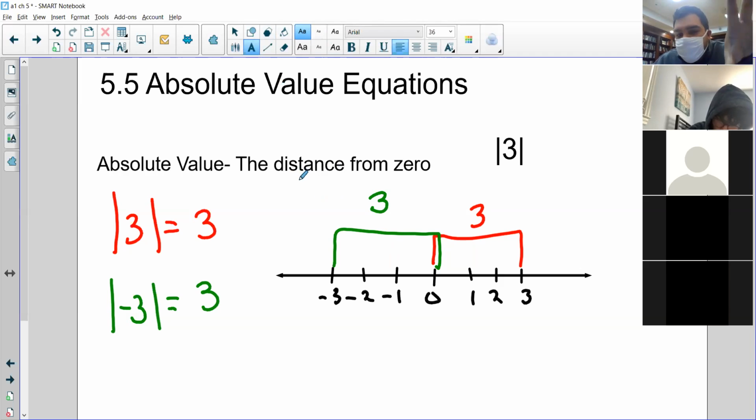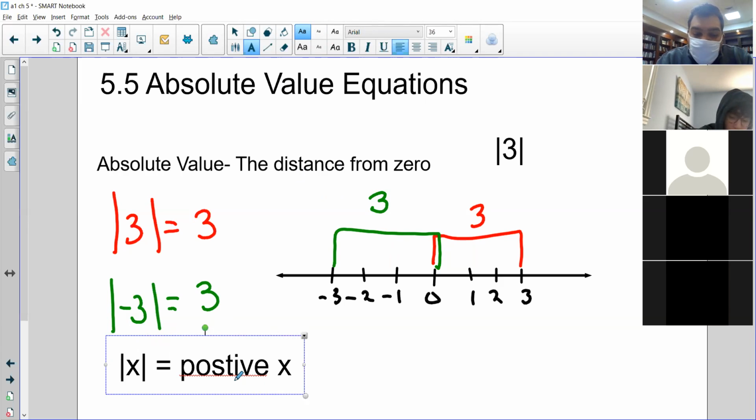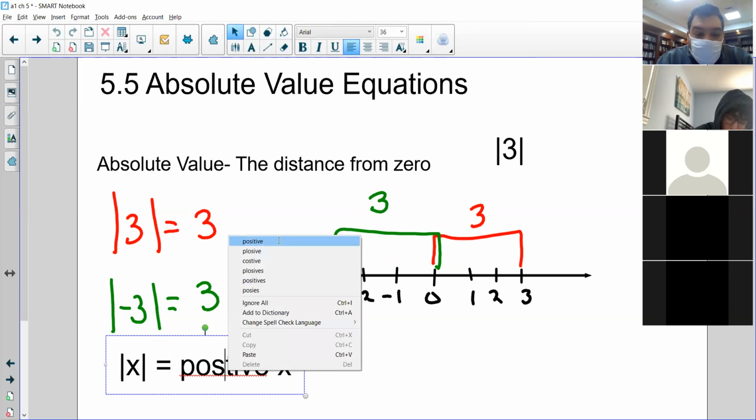So while the definition is the distance from 0, what mathematically the absolute value of x is going to be is positive x. It's always going to make whatever number's on the inside positive.